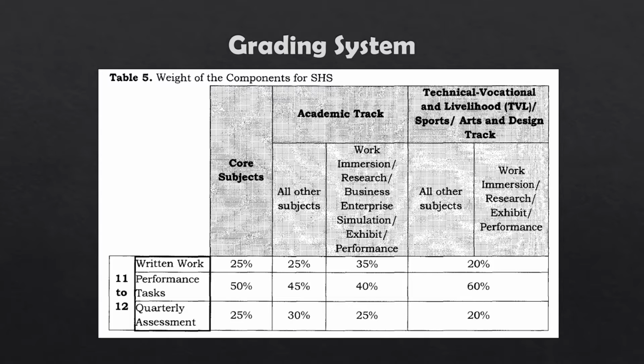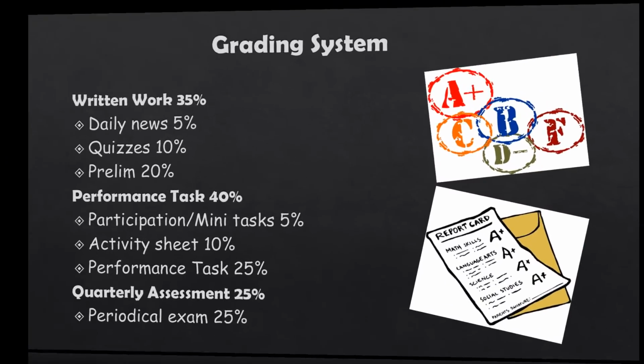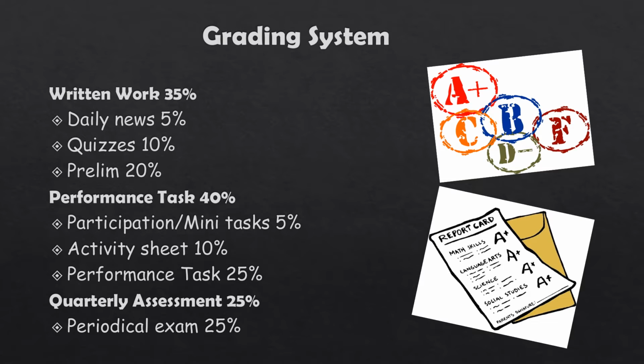This subject is an applied subject, and because this is an academic track, which is ABM and UMS, we will use the grading system for business enterprise. Our grading system is divided into three: written works 35%, performance tasks 40%, and quarterly assessment 25%. For your written works, it includes the following: daily news, quizzes, and your prelims.